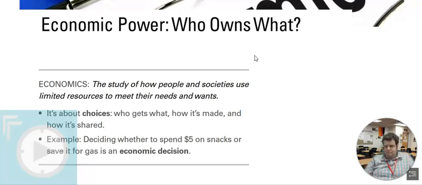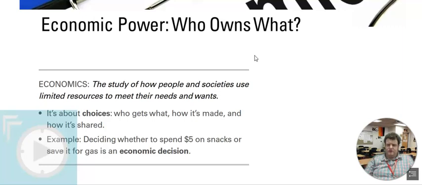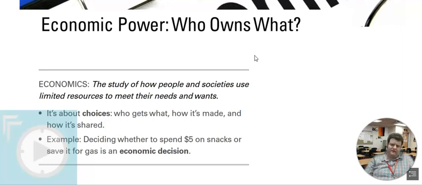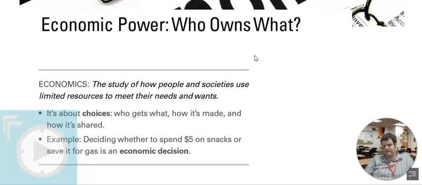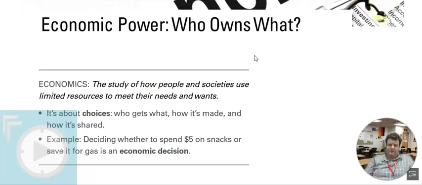And economics is all about decisions. I have $5. Do I buy this? Do I buy that? Or maybe I just save that money and use it for something else later. That's economics.